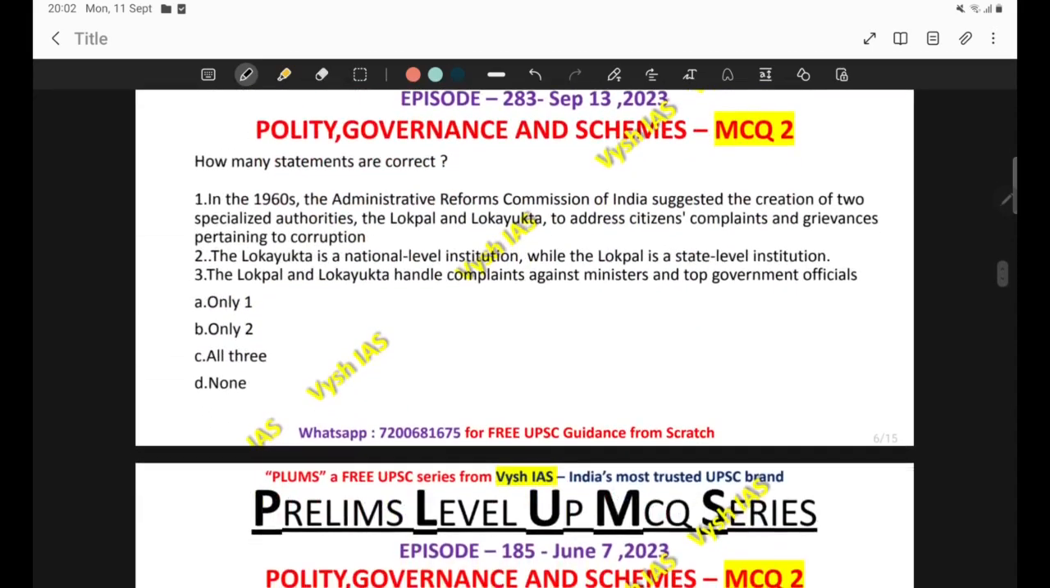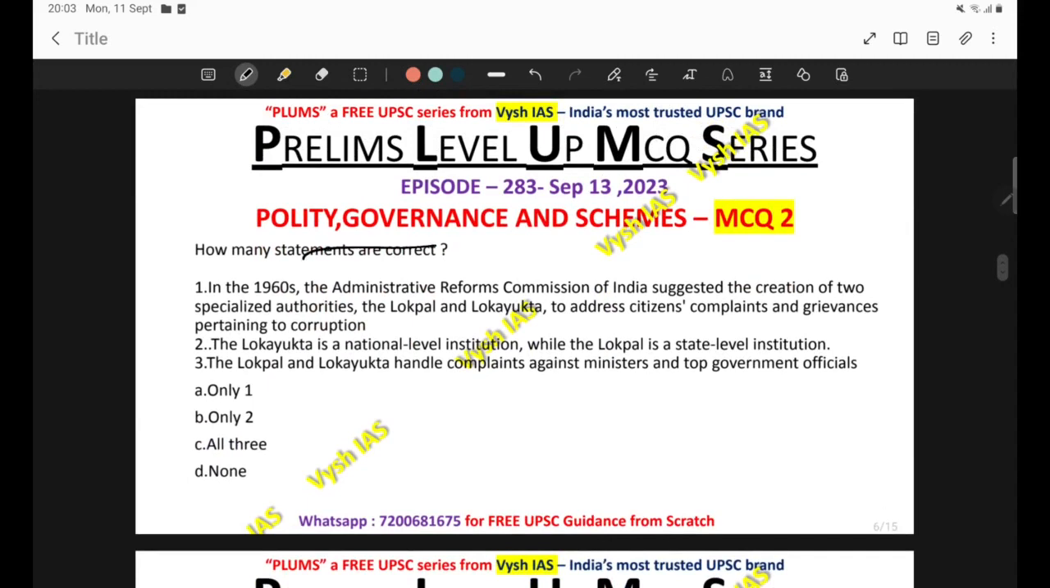Then the next question, how many statements are correct? In the 1960s, the Administrative Reforms Commission of India suggested the creation of 2 specialized authorities, Lokpal and Lokayukta, to address citizens' complaints and grievances pertaining to corruption. In this type of question, what I have told you is you have to look for the keywords. If the question is something unconventional, or you are unable to decode the question, please look for the keywords. So 1960s, that approximate timeline you have to know. See, again and again these kinds of statements are coming. In the 1960s, what was happening in the political landscape of India, you should be aware.